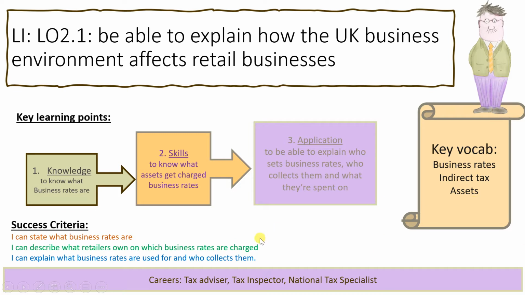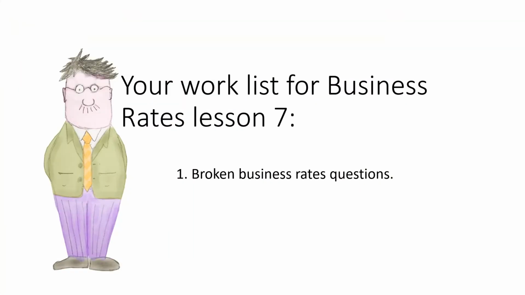So the criteria, so you know that you've completed the lesson successfully, are that you can state what the business rates are, you can describe what the retailers own from which they get charged the business rate, and you can explain what business rates are actually used for. We've got some tax specialist jobs at the bottom. We've got tax advisor, tax inspector and a national tax specialist as today's focus. Your task for business rates lesson 7 is the broken business rates question.